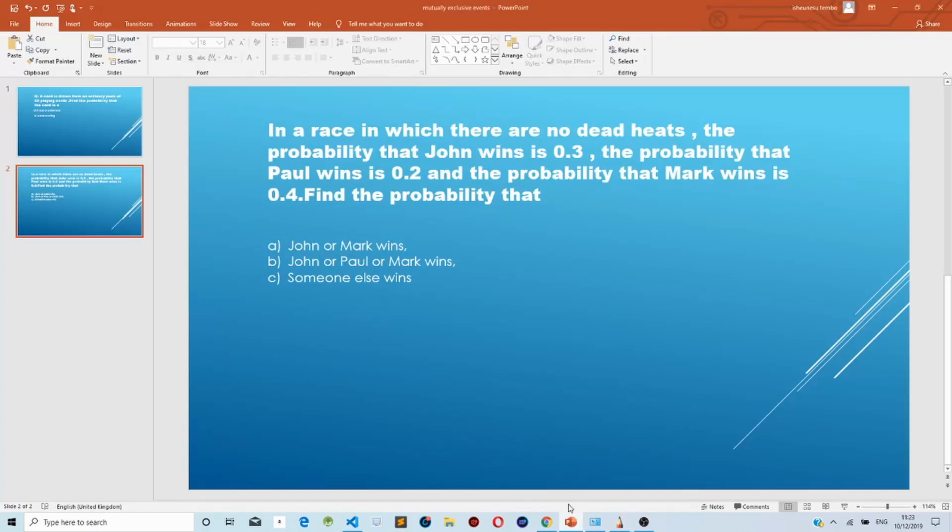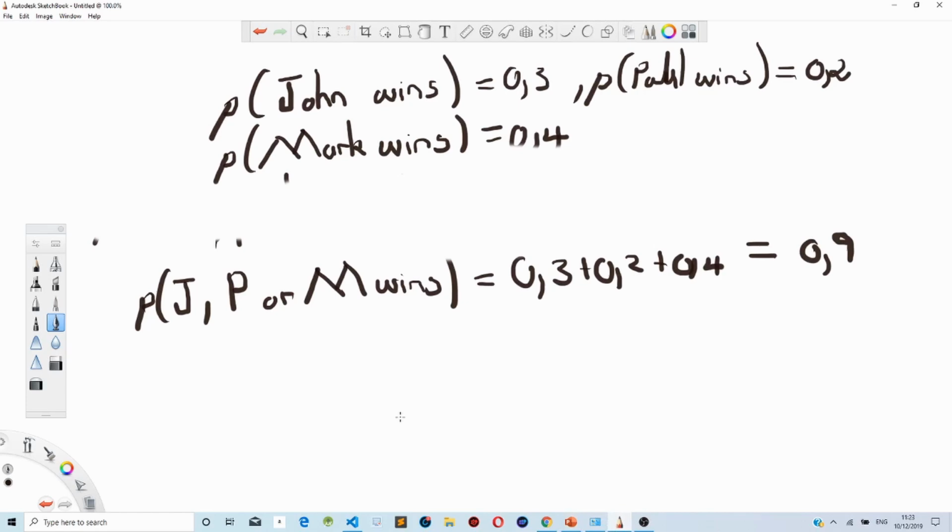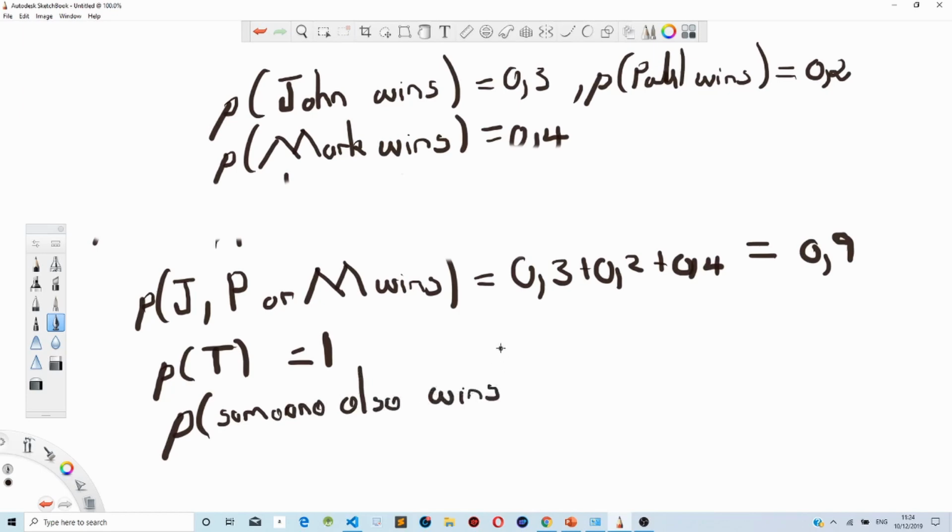The third part says someone else wins. Let's say there are 4 competing, what is the probability that someone else will win? We know that the total probability is equal to 1, and the probability that John, Paul, or Mark wins is 0.9. So the probability that someone else wins is equal to 1 minus the probability that John, Paul, or Mark wins. We subtract the probability that either John, Paul, or Mark wins, which gives 0.1. So this is the probability that someone else will win.